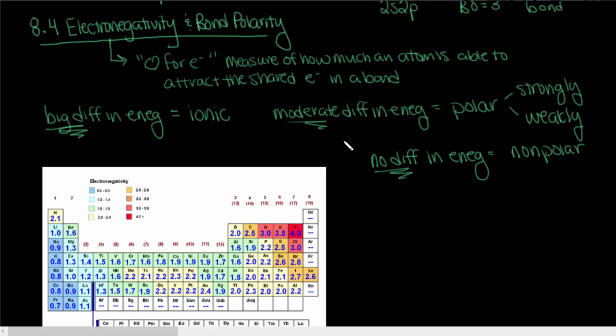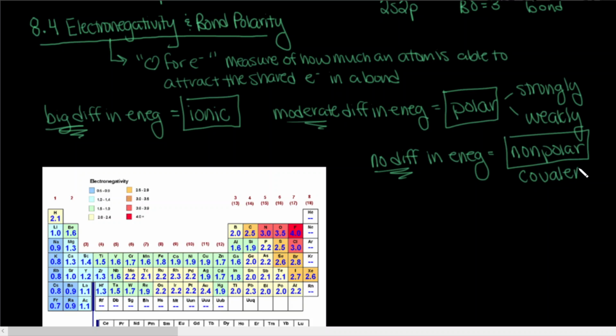Okay, so there's 3 different types of bonds out there: ionic, polar, and nonpolar. Now, of course, polar and nonpolar are only for covalent bonds, you guys, right? If they're sharing electrons at all, they are covalent. So you'll hear me say polar covalent and nonpolar covalent. All right, now, today we are only going to look at bond polarity.